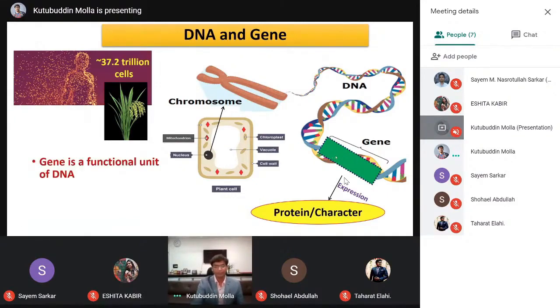Now, what is in that DNA? Our DNA is nothing but different combinations of the sequence of 4 different kinds of letters: A, G, C, and T. That is adenine, guanine, cytosine, and thymine. That makes the genetic code, and this genetic code controls almost everything in a cell's characteristic features.